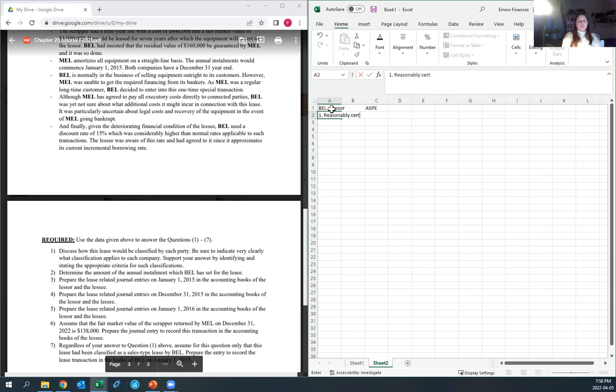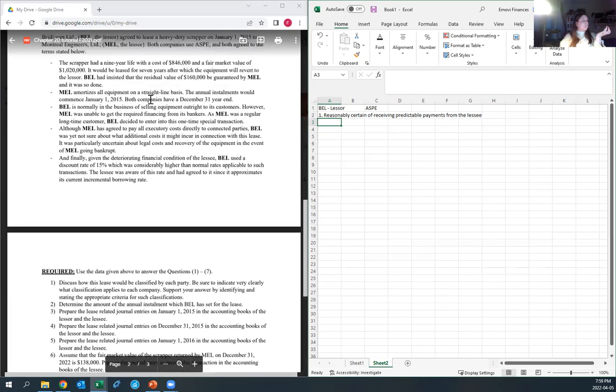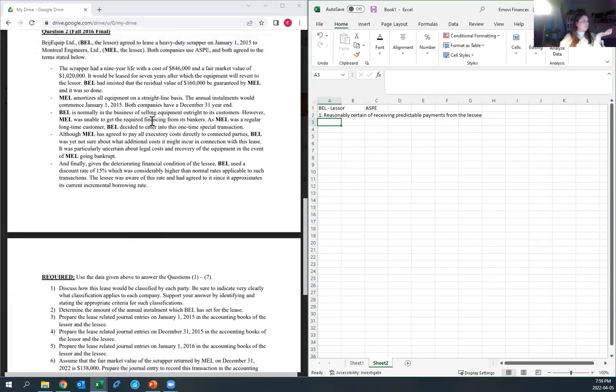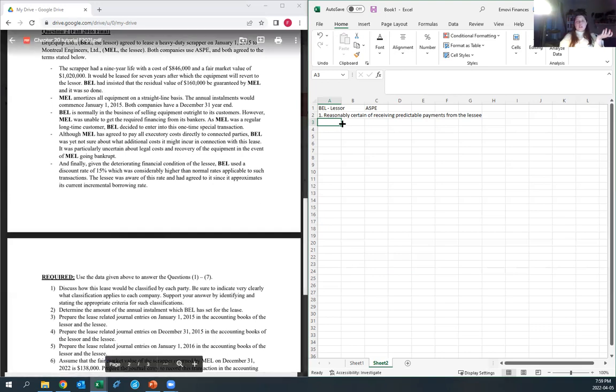Are they certain of receiving predictable payments from the lessee? So are they pretty sure that they're going to receive the money from the lessee? In this case, it says that Mel has some problem, right? They're unable to get the required financing from their banker to buy the equipment like all their other customers. So here, they're not 100% certain that they're going to receive all the payments needed for that lease contract.